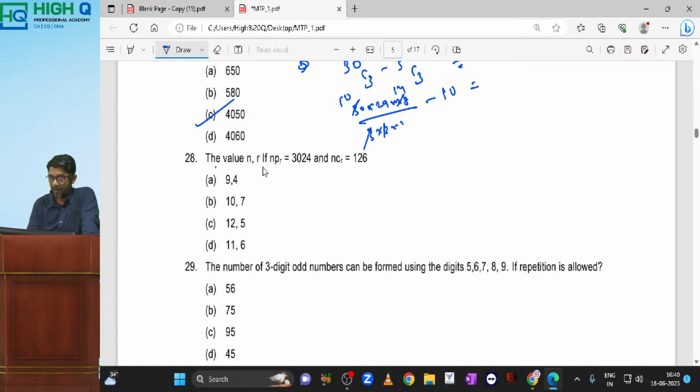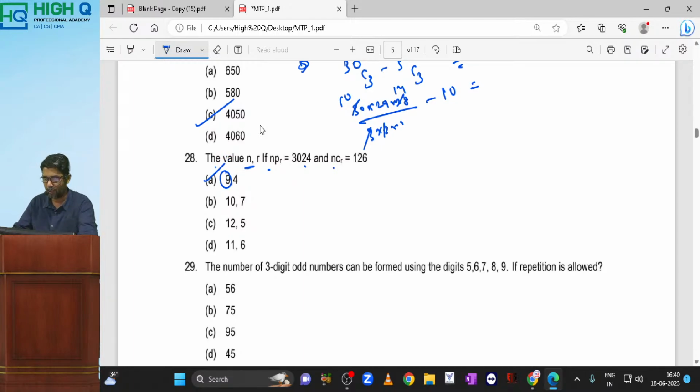Next step. The values of N and R we need to find out. NPR is 3024. NCR is 126. Listen here. If you want to do these types of questions directly without any formula, just do what I'm saying. Let me take the first option, 9. NPR is equal to 3024. 9 into 8 into 7 into 6. 4 times I am multiplying, 4 numbers in decreasing order. So 9 into 8 into 7 into 6 is 3024. This is my answer.